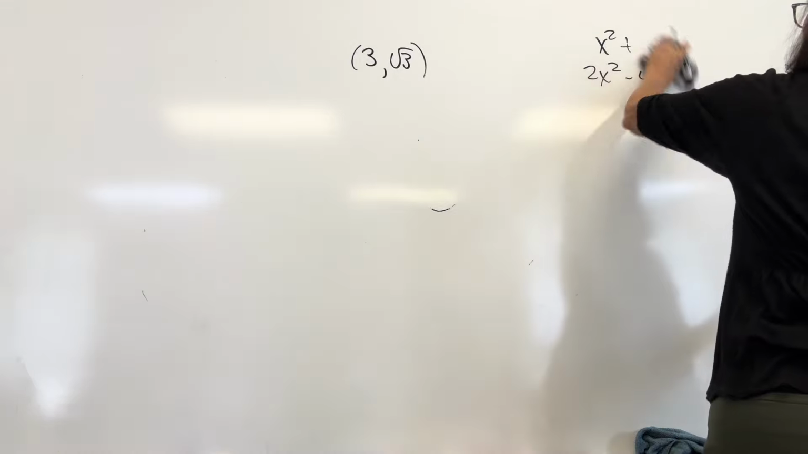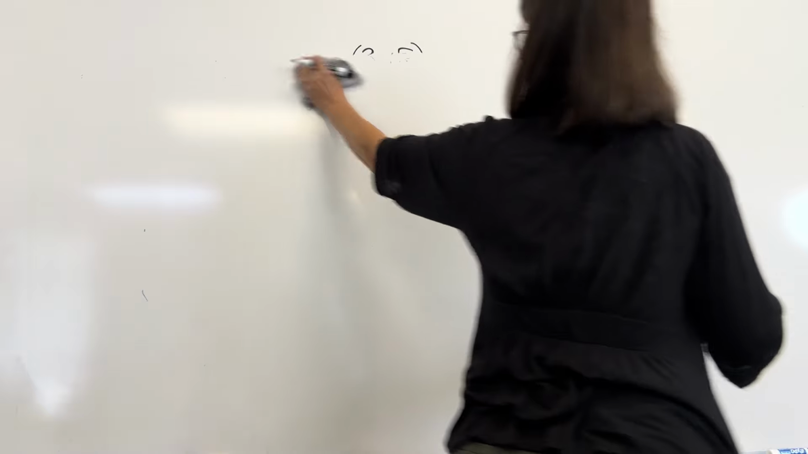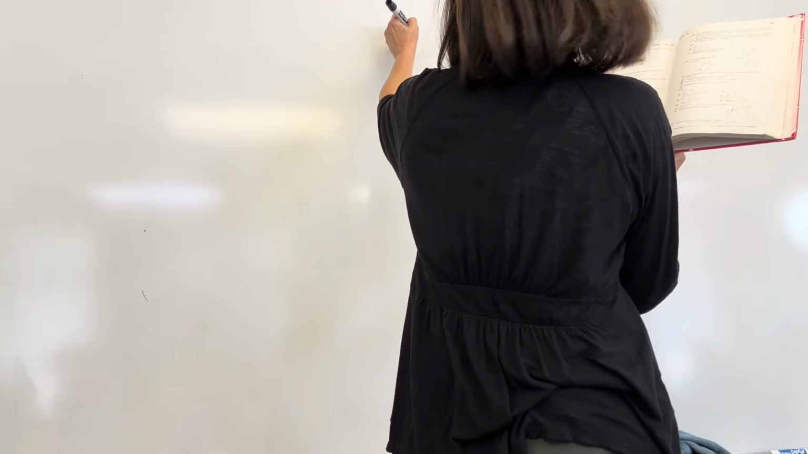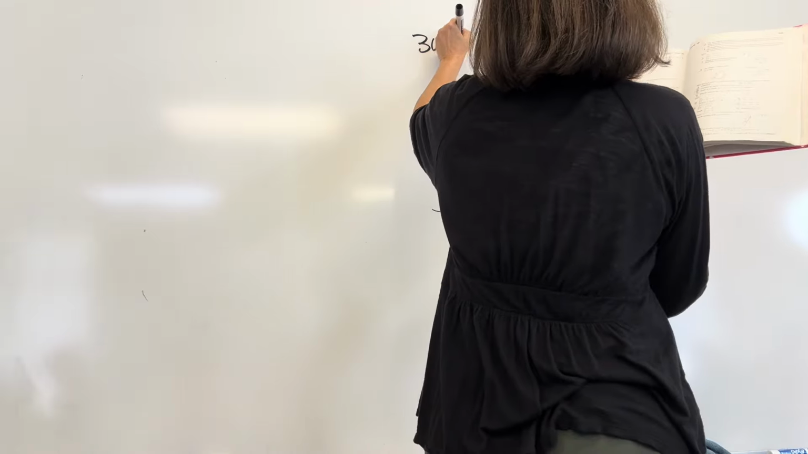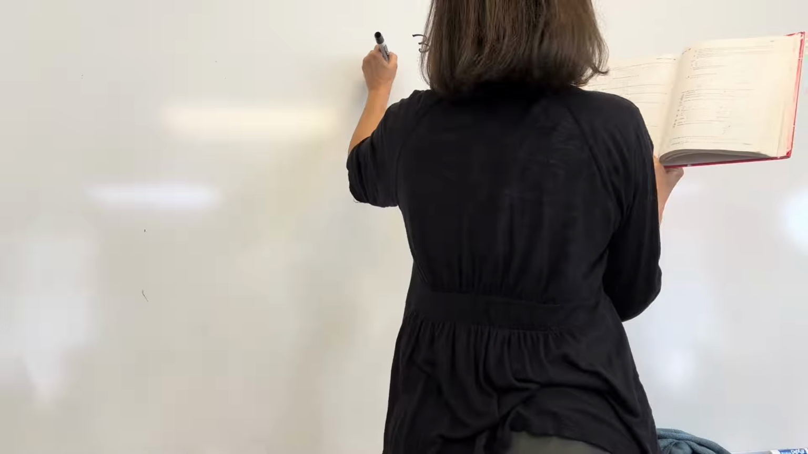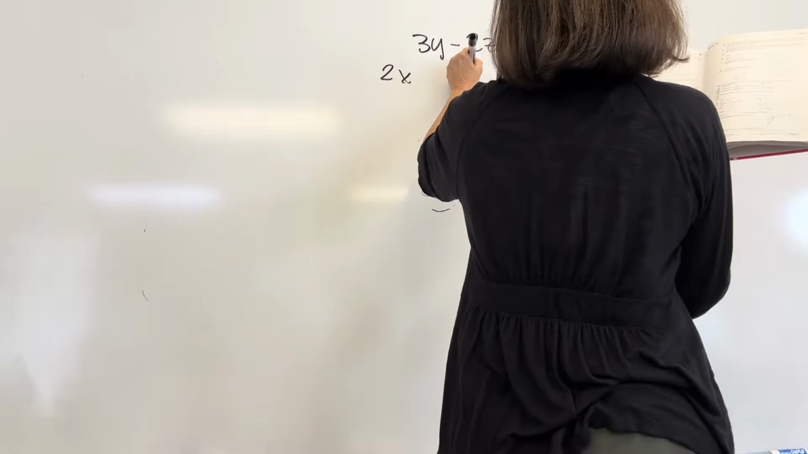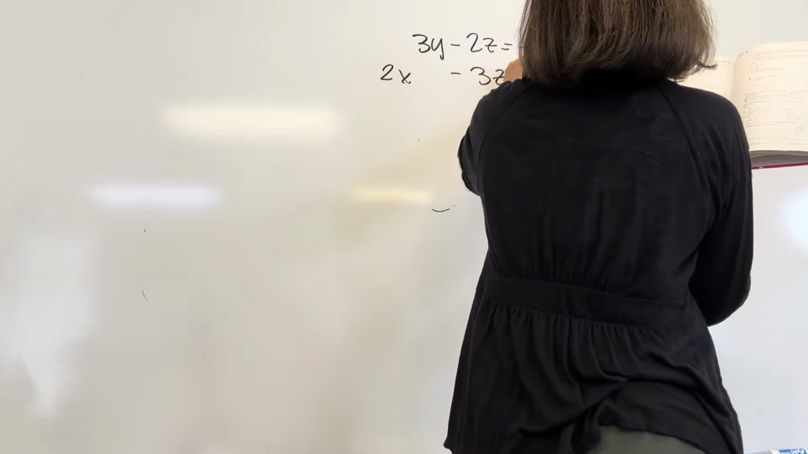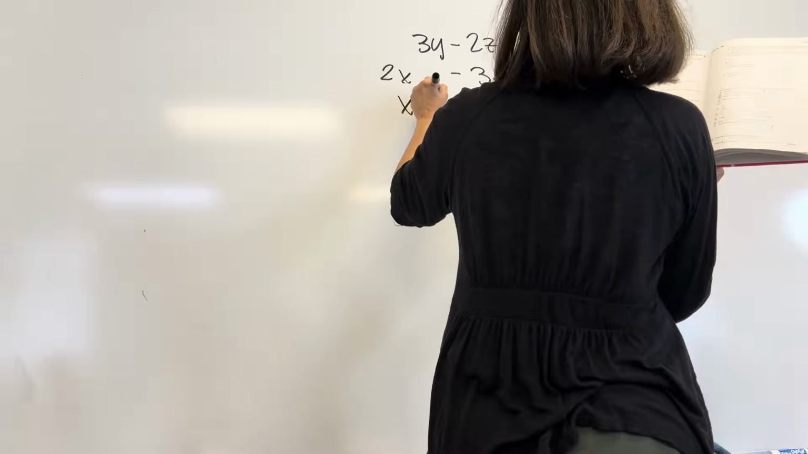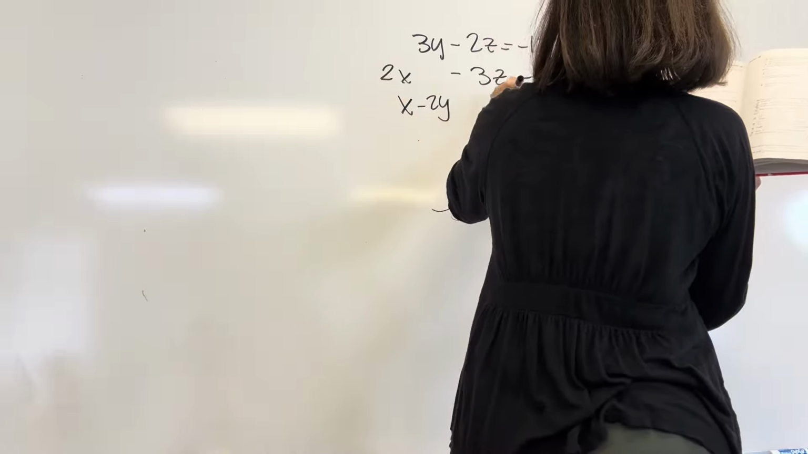All right, let's do the other example. And line up those x's and y's and z's. All right, here we have a y and a z. So we have 3y minus 2z is negative 12. The second equation is 2x minus 3z is negative 5. Then we have x minus 2y equals 6.